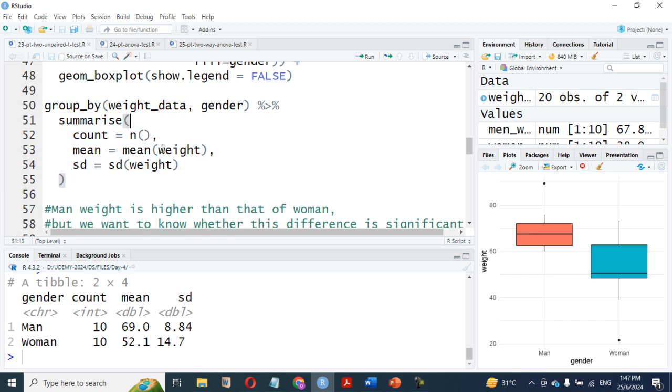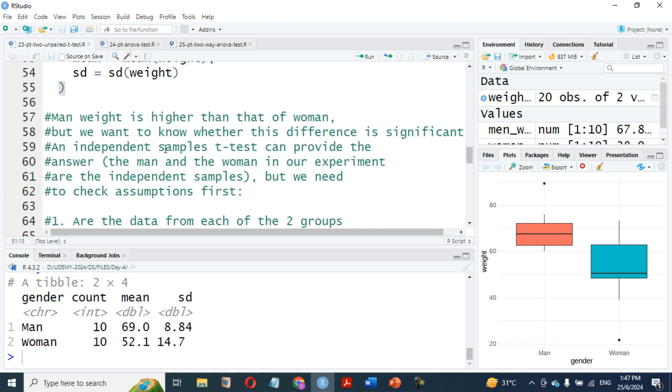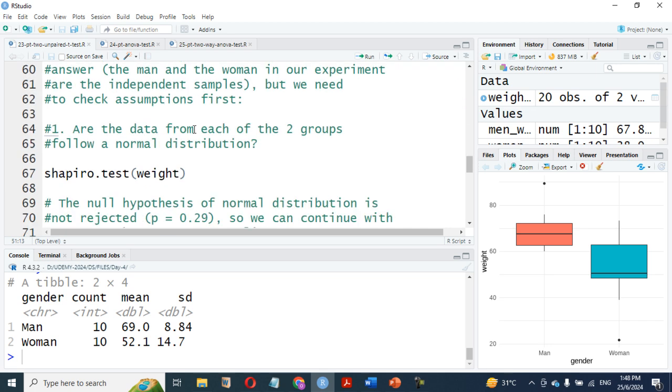Now you can see that the man weight is higher than that of woman. But we want to know whether this difference is significant, right? An independent sample test can provide the answer. The man and the woman in our experiment are the independent samples. Don't forget that that is our categorical variable, but we need to check assumptions first. So let's now check assumptions.